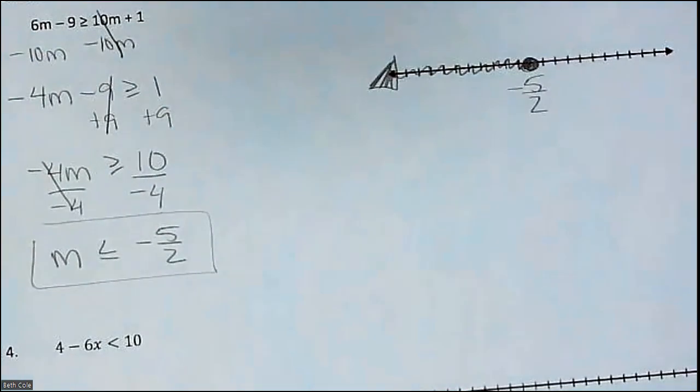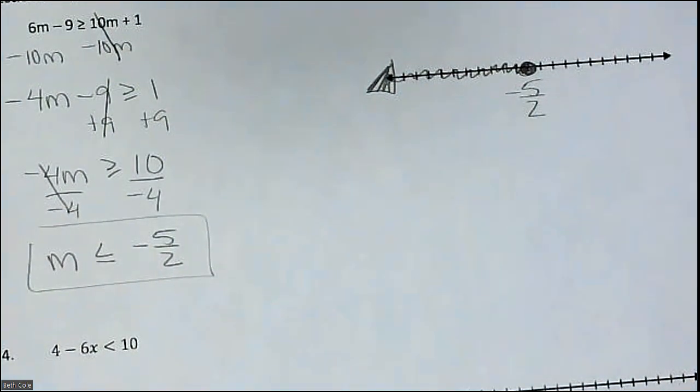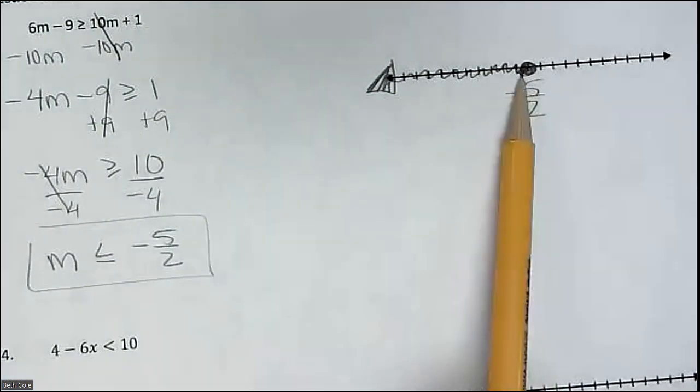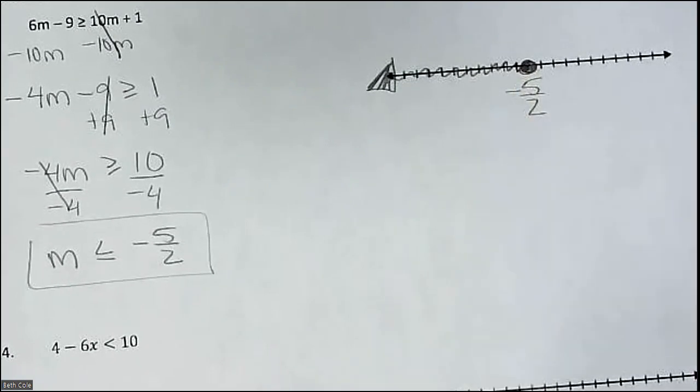And then as a follow-up, can anyone give me a number that would be part of this answer? You want to be smaller than negative 2.5. So it'd have to be like more negative. Negative 100. Negative 1,000,000. How about negative 5 over 2? Would that count? Yeah, because it's filled in.